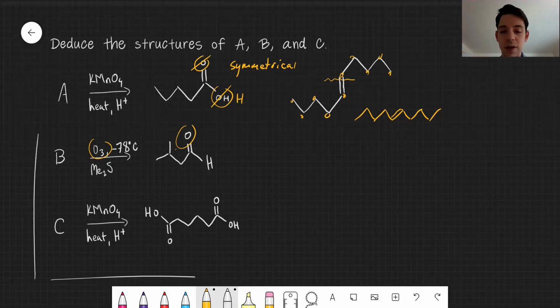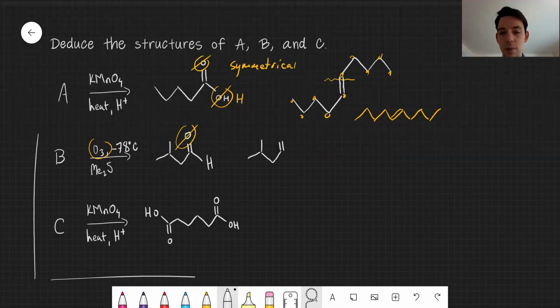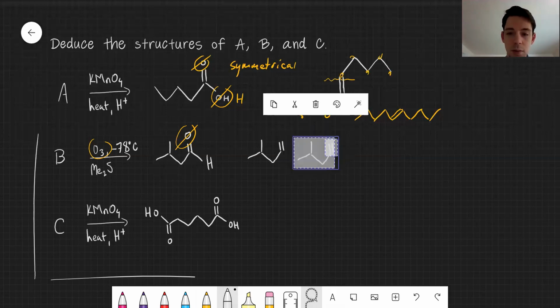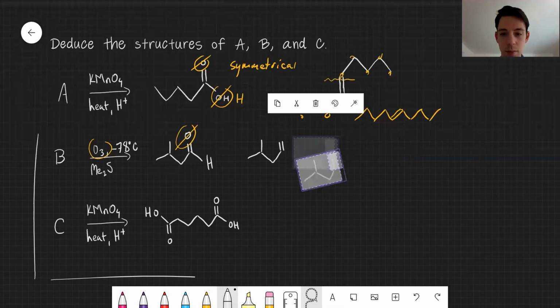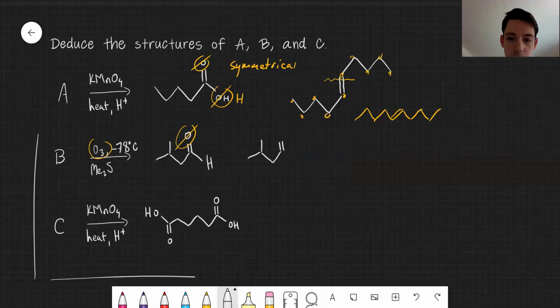But again, I'm just going to follow the exact same pattern I did before. This produced only one product, which means it must have been a symmetrical molecule: two identical halves attached at this double bond. You know what, it's easier probably just to draw it again. So here would be my other half of the double bond, and that was the double bond that was cleaved by the ozonolysis. Just drawing this to make it a little cleaner.